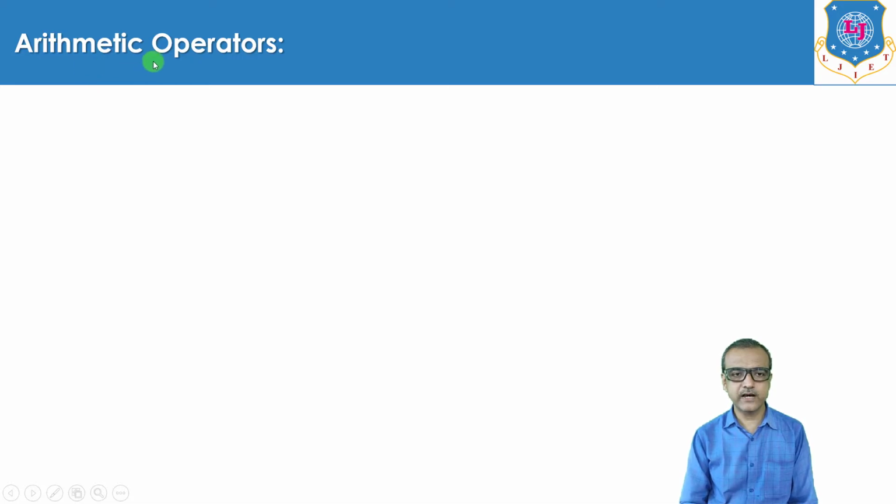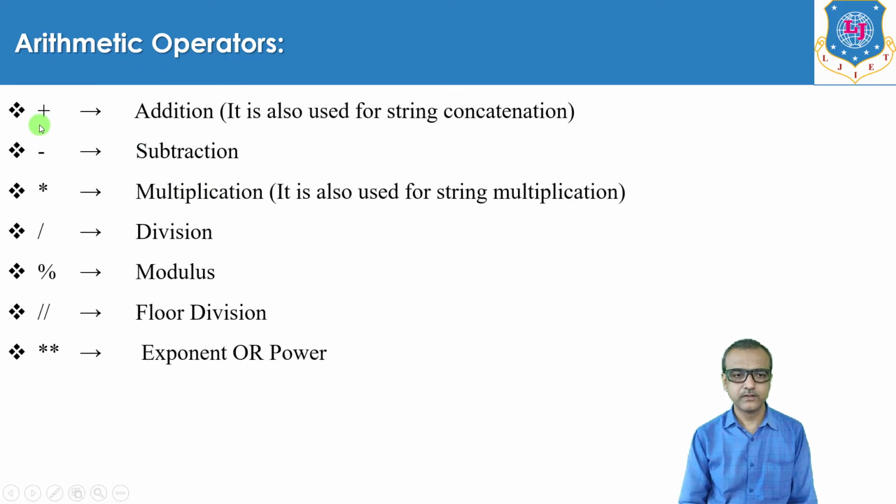First of all, we will see arithmetic operators. See, this is the list of arithmetic operators. Plus means addition. It is also used for string concatenation. Minus, that is subtraction. Star, that is multiplication. It is also used for string multiplication. This slash symbol indicates division. This percentage symbol is called modulus, and this double slash is called floor division, and this double star is called exponent or power.